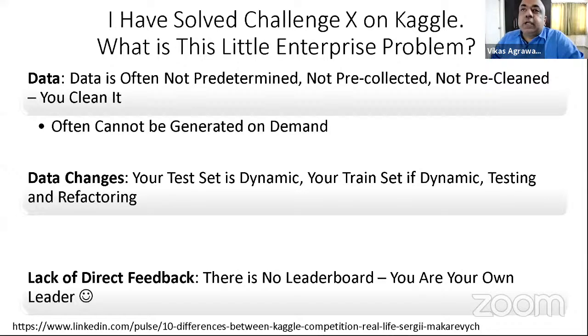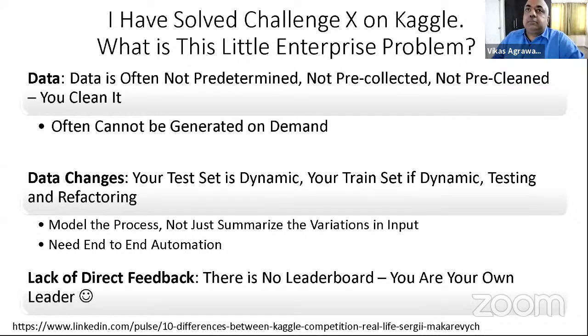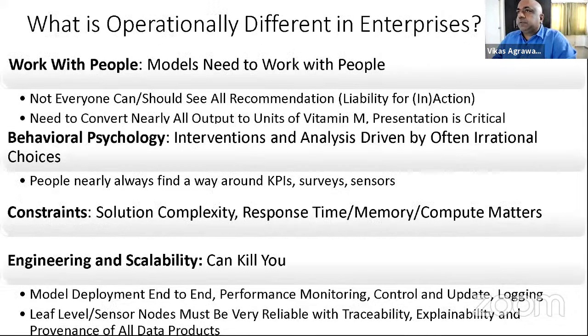variations in input. You can get good model metrics if you just summarize variations in input with a very large model. That's going to be brittle in the field if you don't model the process. And again, in the enterprise, you need end-to-end automation. Of course, that goes without saying. And the last one is the operational story in the enterprise is different. One needs to work with people, and the models need to work with the people.